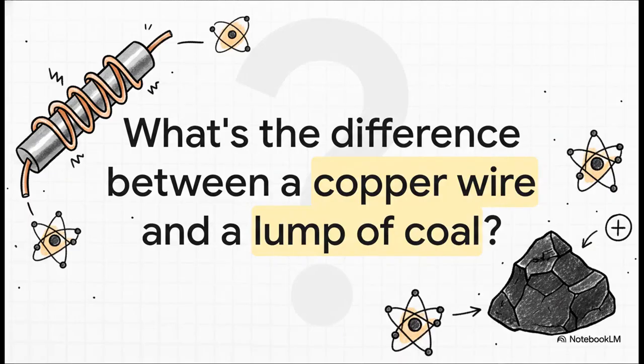So every good investigation kicks off with a simple question, and ours is this. What is really the difference between something like a copper wire and, say, a lump of coal? I mean, sure, one's shiny and carries electricity, the other's dull and just crumbles. But why? What's going on at the most basic level? That's the core mystery we're here to solve.